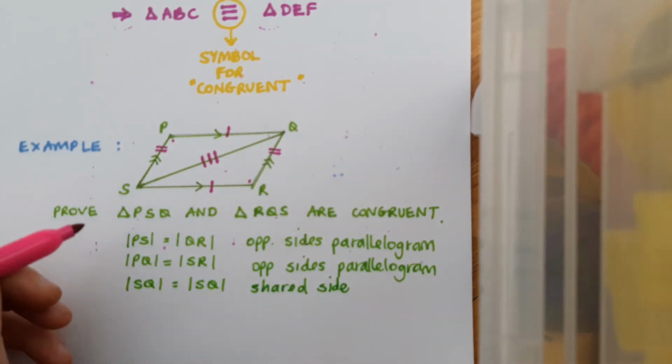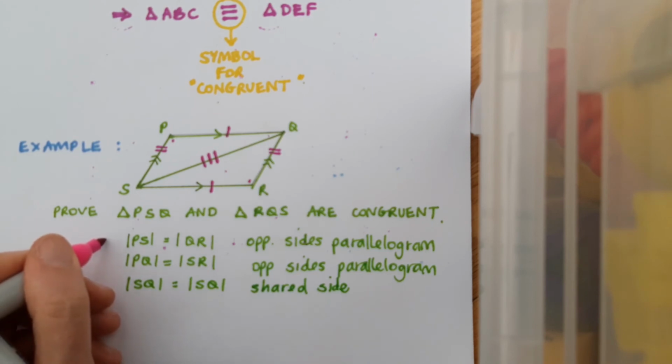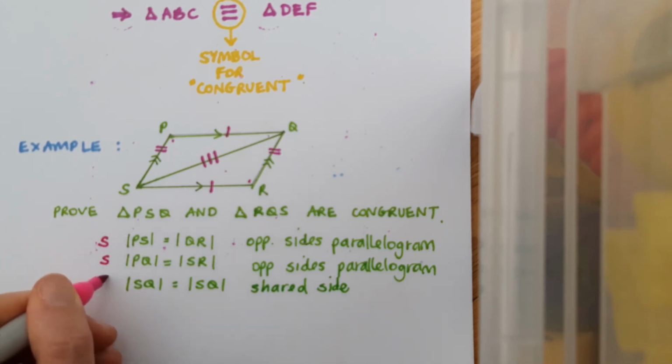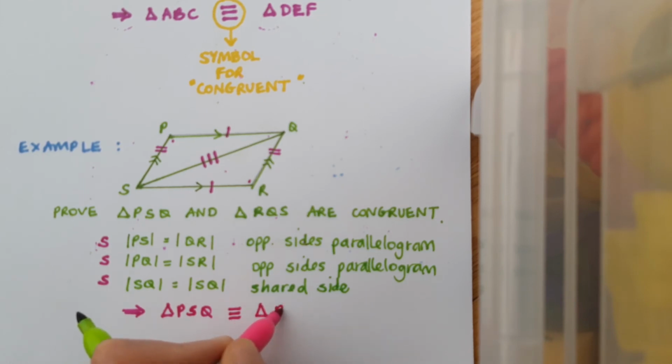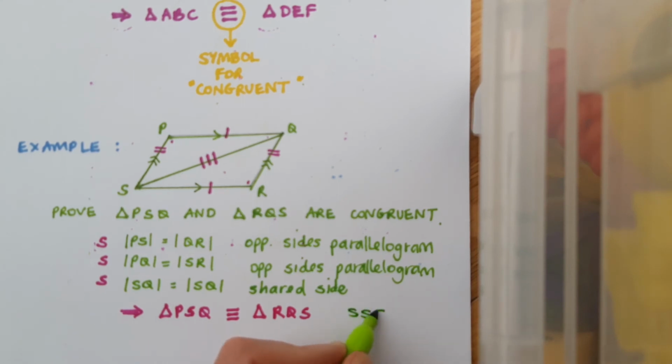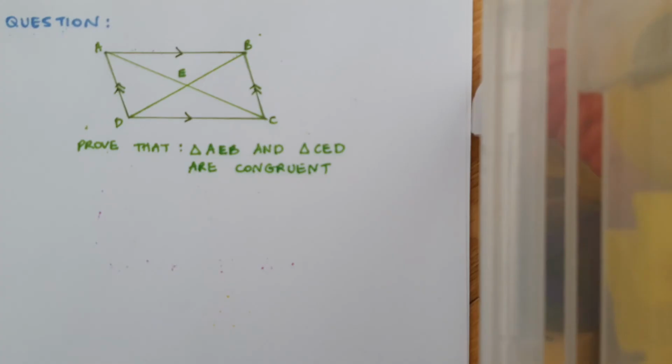So when I go down through what I've decided on here, I've got sides, sides, sides. So that explains my choice at the end. And I'm going to say, well, this implies that the triangle PSQ is congruent to the triangle RQS. And I can write down an explanation for my reason there: side, side, side.